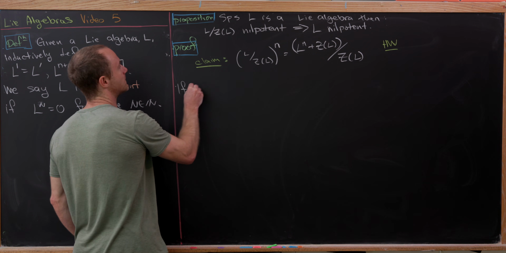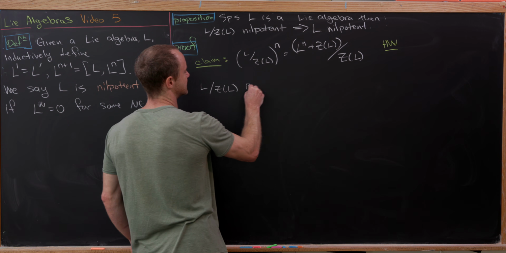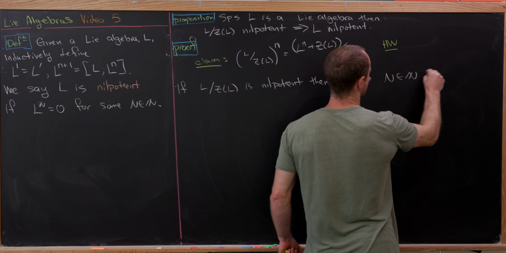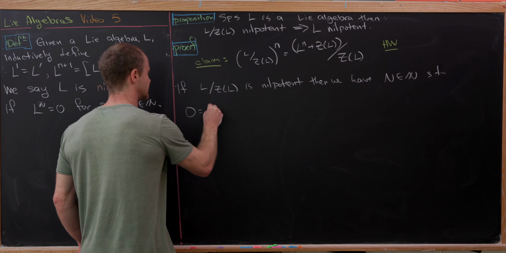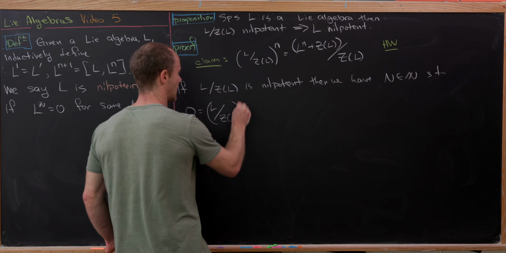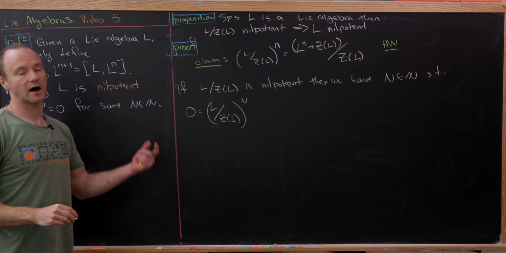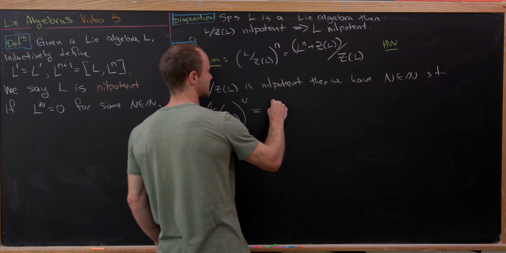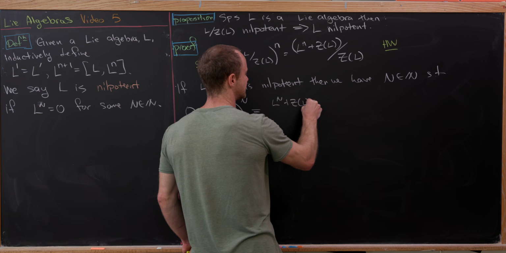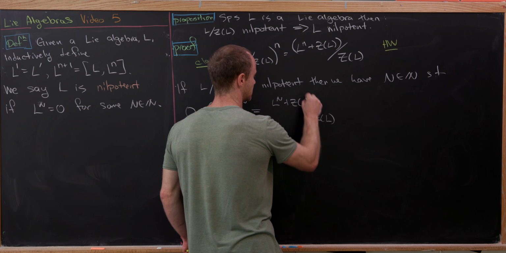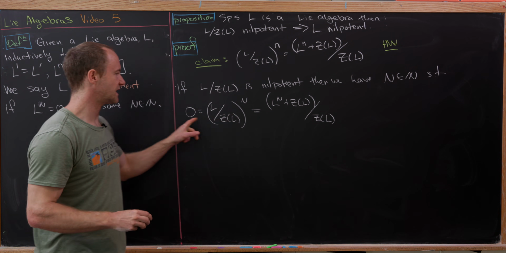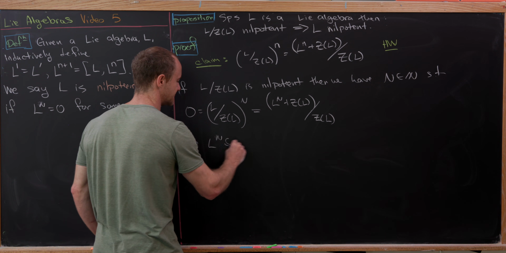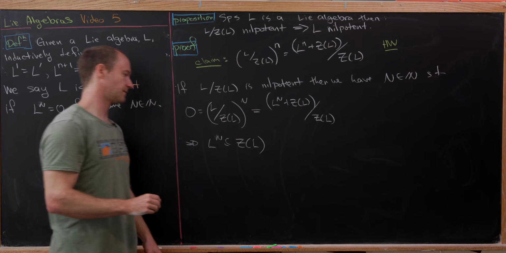So if L mod ZL is nilpotent, then we have something that I'll call capital N such that 0 is equal to L mod ZL upper capital N, where that's outside of parentheses. But now we'll apply this claim to turn this into L upper N plus ZL mod ZL. Okay, great. But let's notice that this being equal to 0 tells us that L upper N without parentheses is a subset of ZL. Okay, nice.